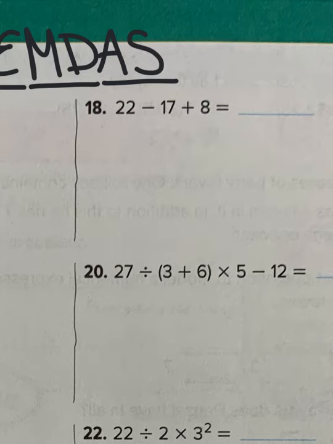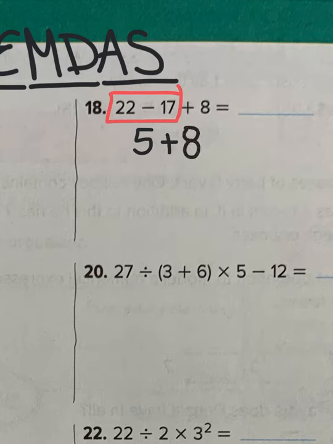So we're going to go ahead and add or subtract from left to right. First part would be to subtract. So we have 22 minus 17, which gives us 5. Bring down the rest of my expression. And 5 plus 8 will give us 13.